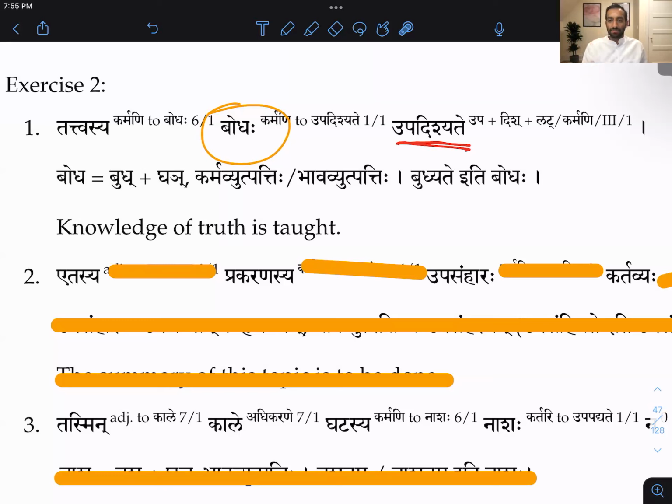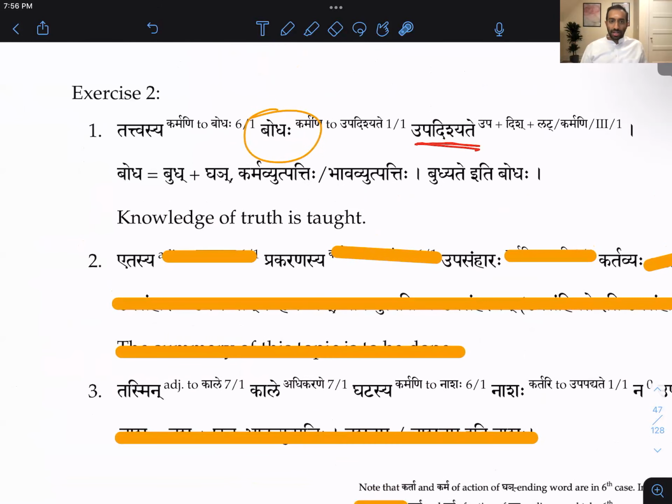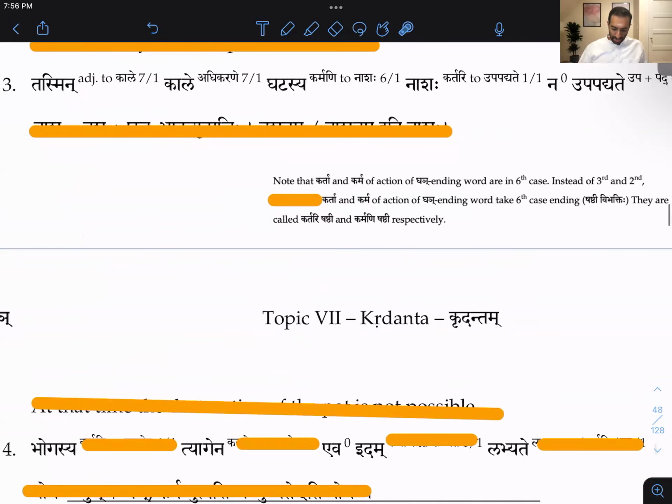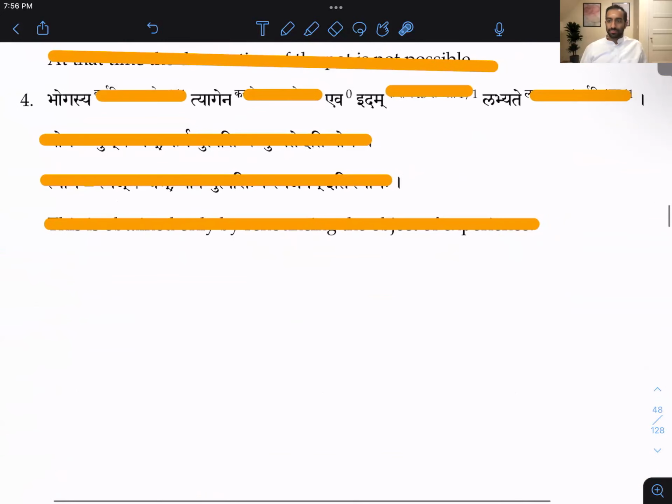Is that helpful? Okay. So I think that was good. We paused there because that's useful for everyone, it's a little tricky. Okay, let's do one more example. Any questions on this one? Tatvasya bodha upadishyate. Feeling okay? Let's do number 3. Let's do number 4. Okay, we can always come back. Okay, you ready to read it with me?